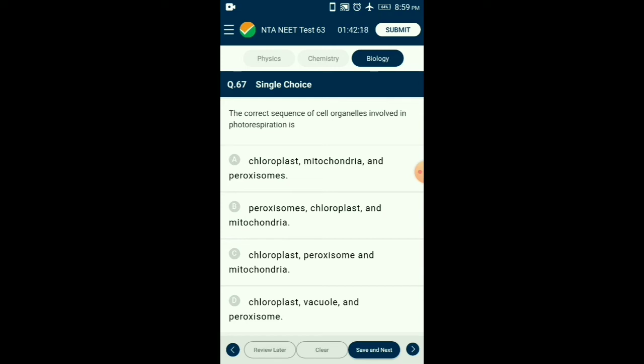useful energy. Photorespiration occurs only in C3 plants because at high temperature and high oxygen concentration, RUBP carboxylase changes to RUBP oxygenase. So the answer for this question is option C. It takes place in chloroplast, peroxisome and mitochondria.